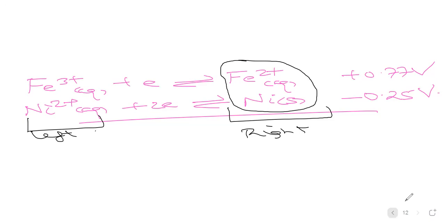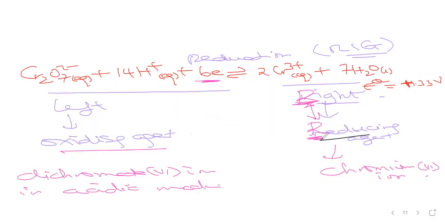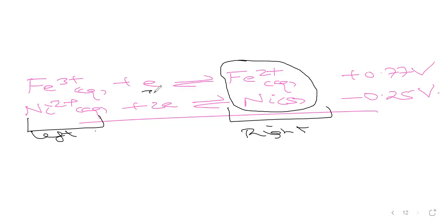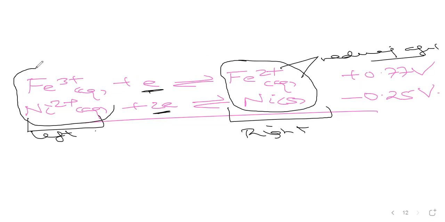Reducing agents or oxidizing agents? According to what we have just discussed, reducing. So long as these are reduction equations, electrons are on the left-hand side. So in these equations, these two here are reducing agents. The iron 2 ion and the nickel metal are reducing agents, whereas the iron 3 ion and the nickel 2 ions are oxidizing agents. Oxidizing agents gain electrons.